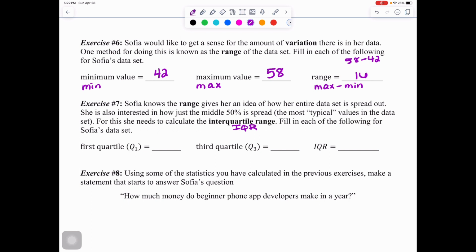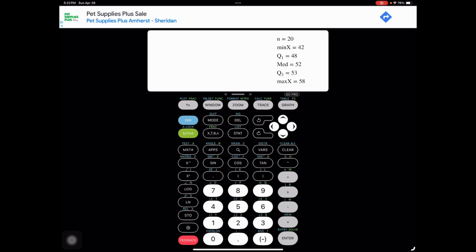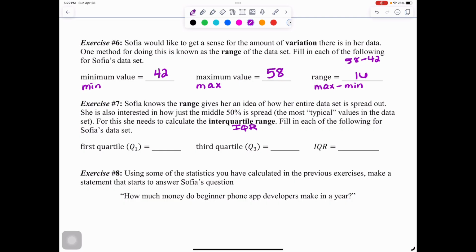We're going to fill in each of the following for Sophia's data set. Again, we already know it, so we're going to go back and get it from the calculator. We're going to look for Q1 and Q3. Looking at that 5-point summary underneath the mean information, we can see we already had the min and max. We got the median. Q1 is 48. Q3 is 53. So we'll record Q1 as 48, Q3 as 53, and then IQR is going to be taking Q3 minus Q1. So for us, that's 53 minus 48, which gives us a value of 5.